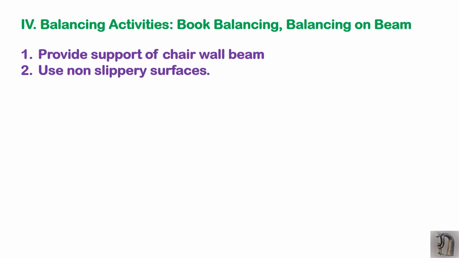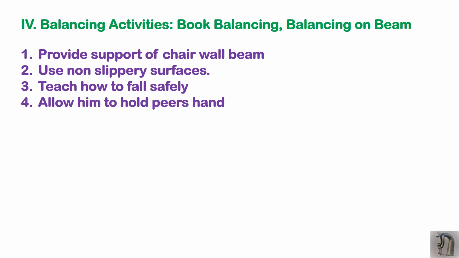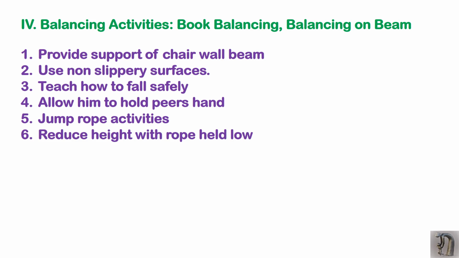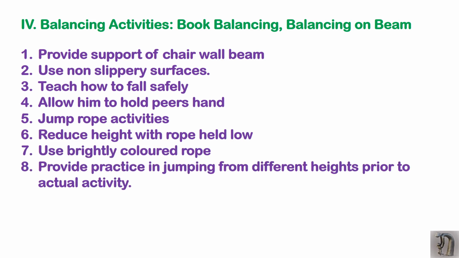or you can give some extended arms, use non-slippery surfaces, teach how to fall, or take safety measures, and allow them to hold your hand. That also can be done for balancing. For jump or rope activities, reduce the height of the rope, use a bright color rope, and provide practice in jumping from different heights. That also can be an adaptation done for the balancing activities.